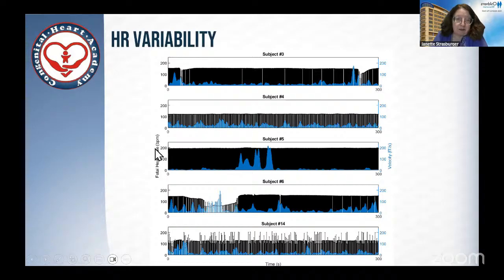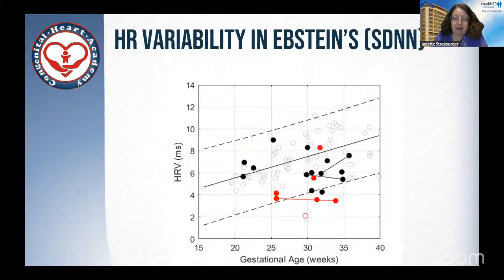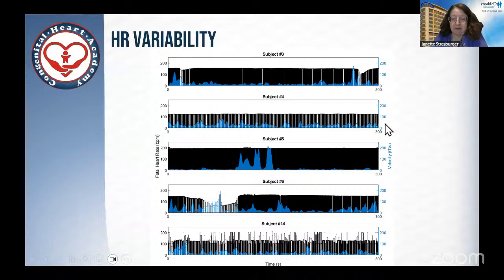And then this patient was in flutter with 2-to-1, so you'd expect it to be flat in that setting with the 2-to-1 block. This last patient had some ectopy, so you can see that it's flat, but there's also some ventricular ectopy. I think that was one of the tracings.